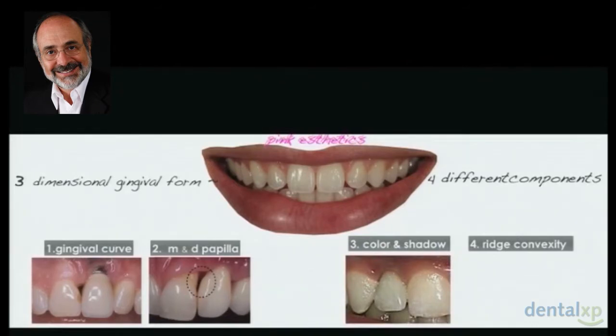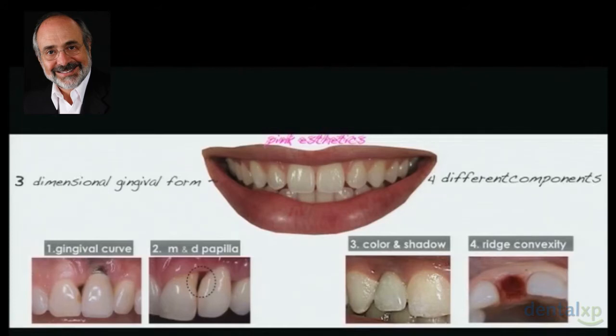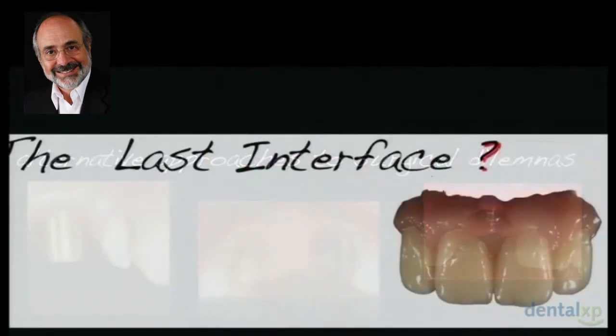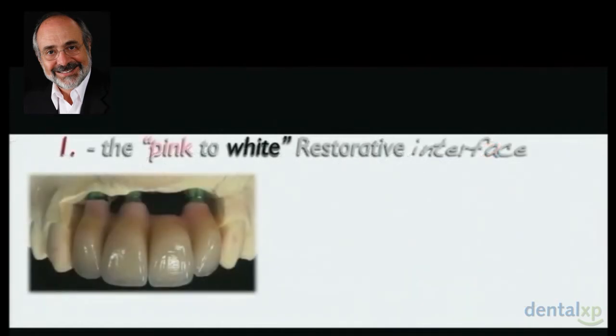And then we'll talk about ridge convexity. As I just showed you, retaining that ridge convexity is crucial to optimal ceramics. So we're going to show you different ways of handling it. Avoid the surgical ones predominantly because this is a ceramic symposium. And we're going to talk about this last interface now, and that's the pink-to-pink interface.